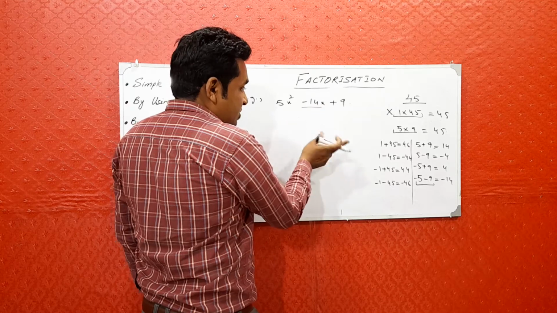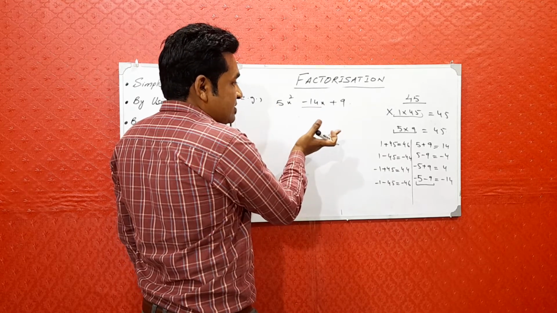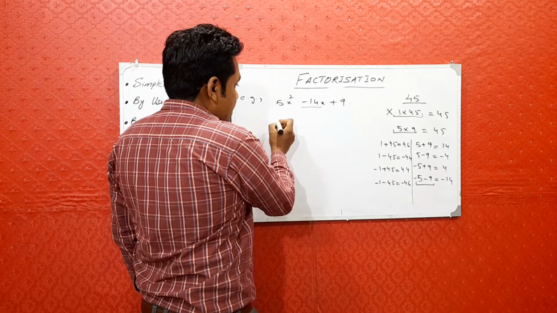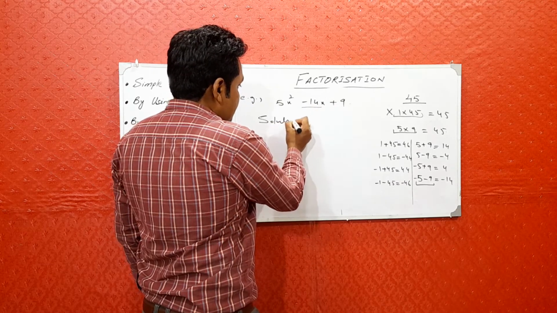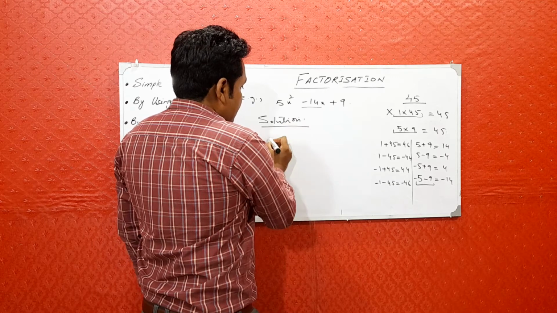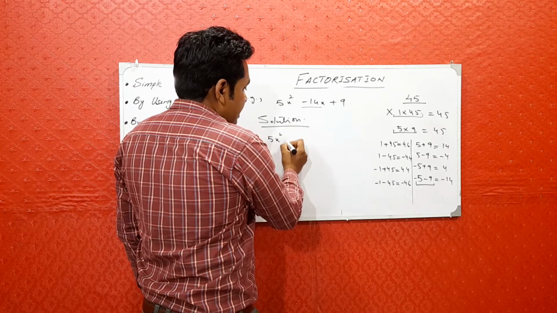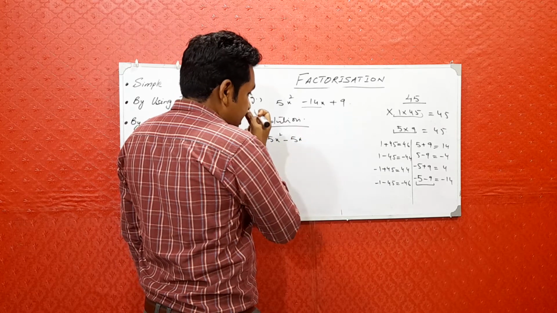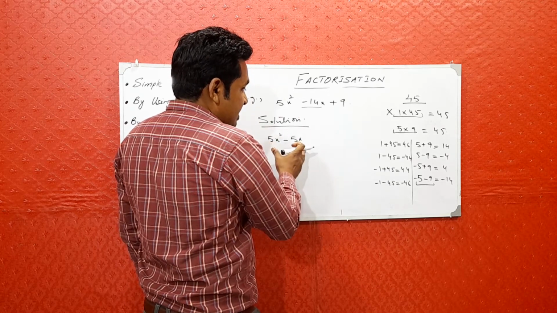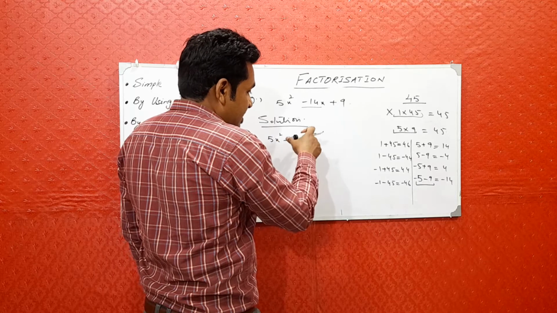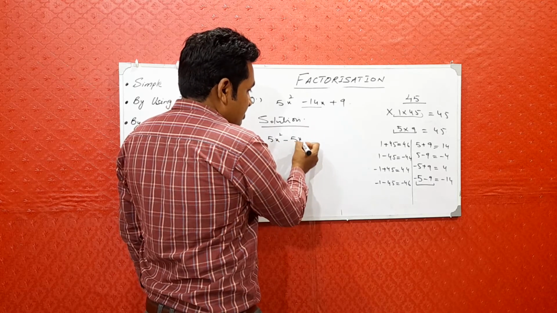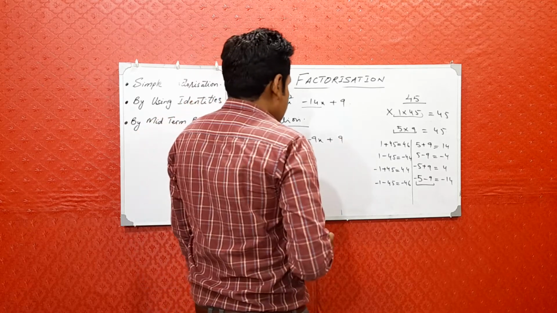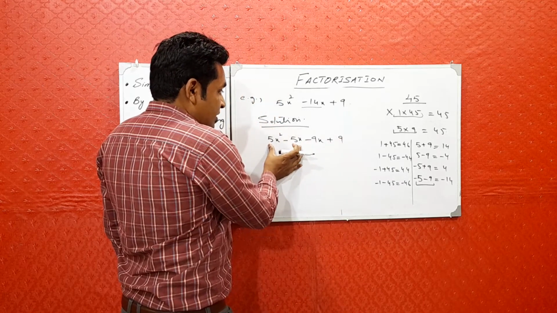So we know that this is 5, so we will try to keep 5 with 5 and 9 with 9. So we will write down the solution: 5x squared minus 5x. 14x we are breaking in a way: 5 and minus 5 and minus 9, so minus 5x minus 9x and plus 9. Now you will make groups here.